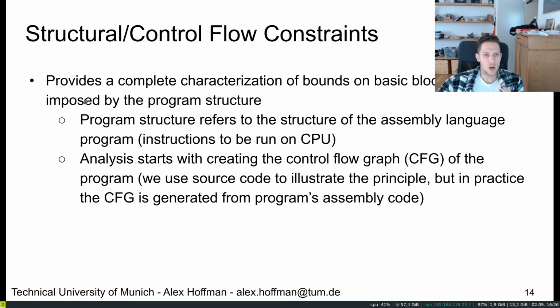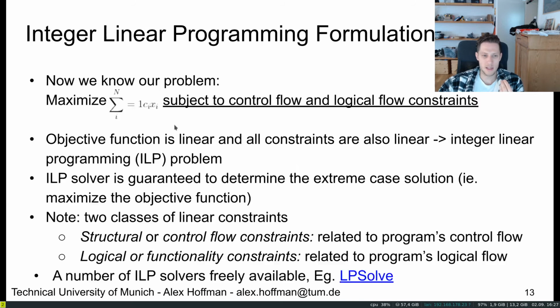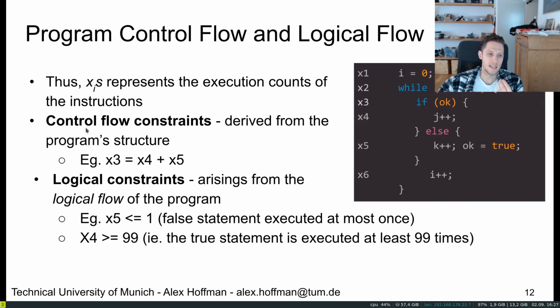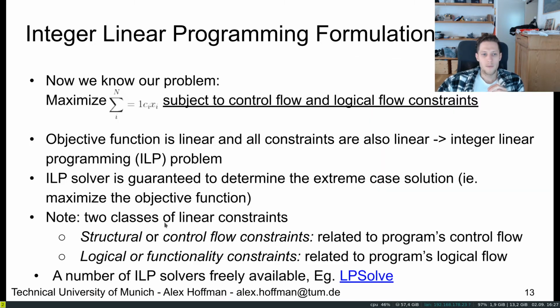So looking at these structural constraints, I would prefer to say control flow constraints, what they really do is bound the number of times that your code is going to be run, your executions. A perfect example is here. This control flow constraint is placing bounds on x3 given x4 and x5. And similarly, you can restructure this, and it will place bounds on x5 given the other two. Right?